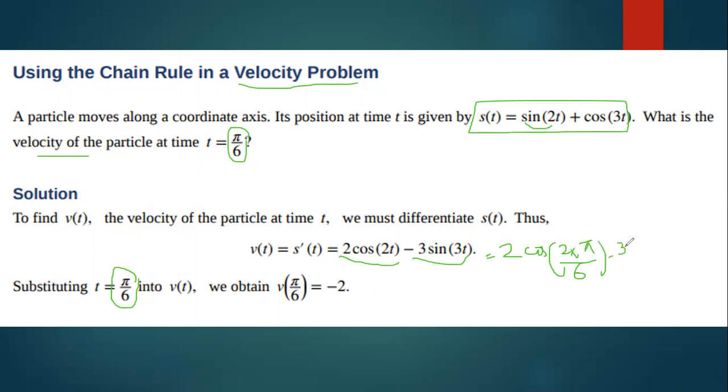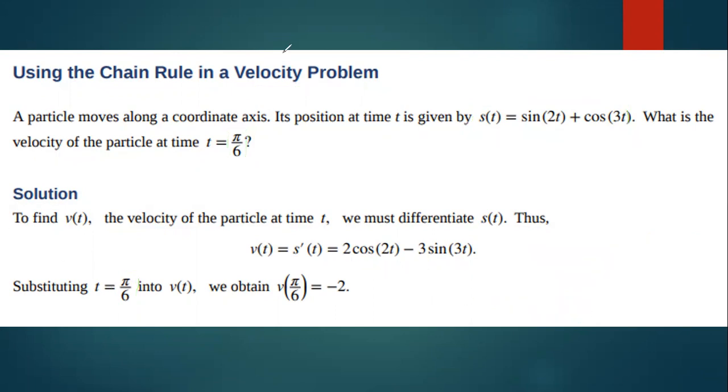minus 3 sin 3, that is 3 pi upon 6. My answer will be this one equals to minus 2. Okay, now moving towards the next one.